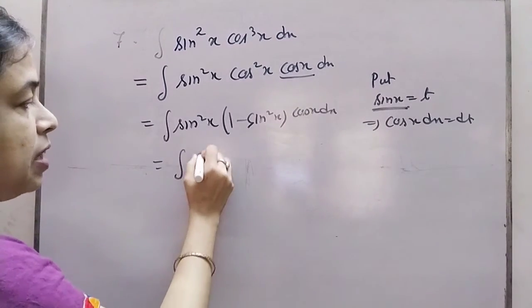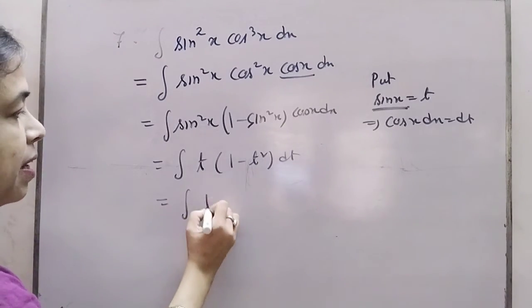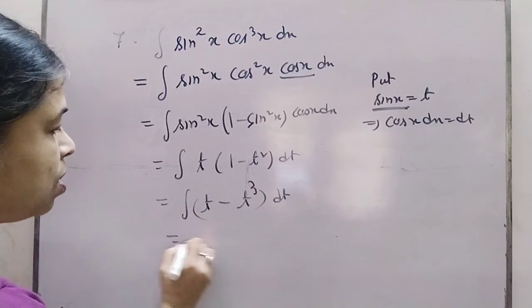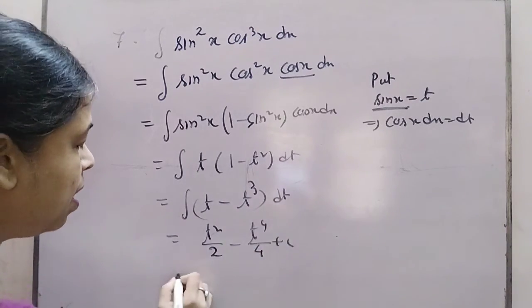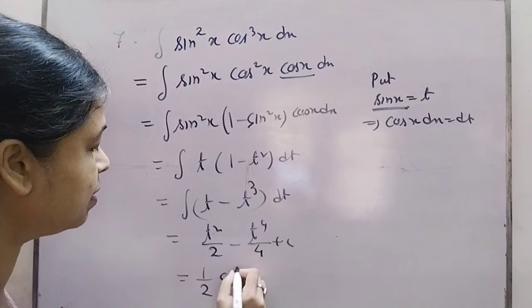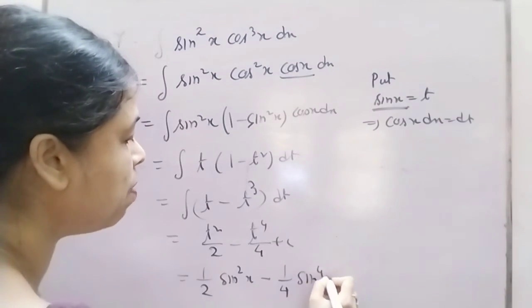So it is equal to t square, into 1 minus t square, and here it is dt. So multiply: t square minus t to the power 4 dt, and both of them are integrable. So t cube by 3 minus t to the power 5 by 5 plus c. Don't forget to convert t in terms of sin x. That is equal to sin cube x by 3 minus sin to the power 5 x by 5 plus c.